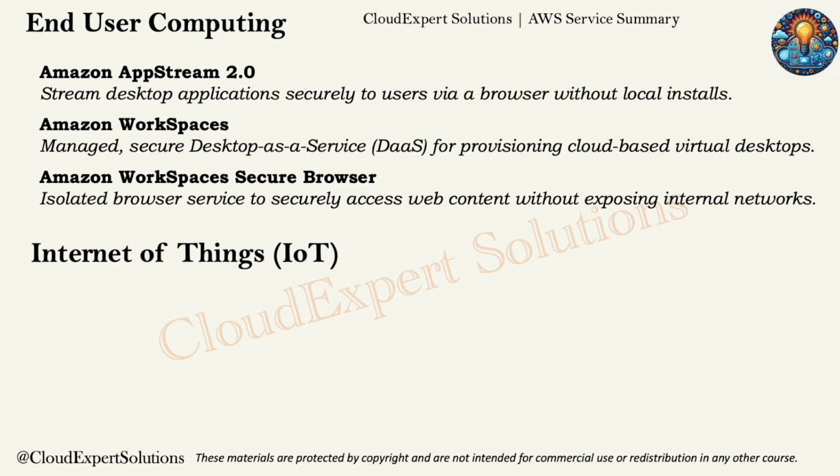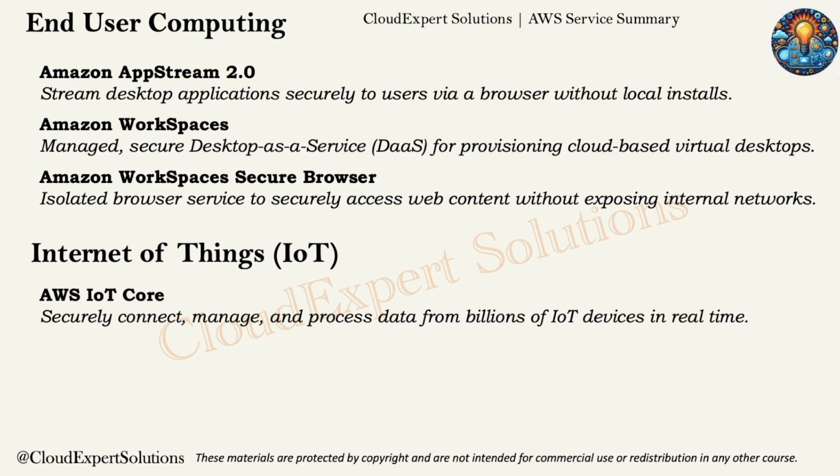Let's move on to our next service domain, which is Internet of Things, or IoT. And the service is AWS IoT Core. AWS IoT Core can securely connect, manage, and process data from billions of IoT devices in real time. AWS IoT Core can be used for building IoT applications that collect and analyze data from connected devices.